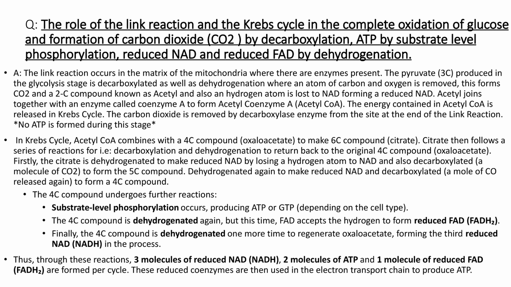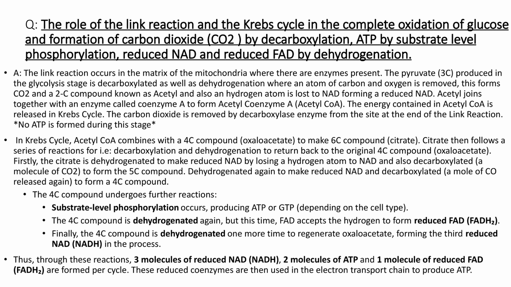Then the 5-carbon compound is dehydrogenated again to make reduced NAD and decarboxylated to release carbon dioxide again to form the 4-carbon compound. The 4-carbon compound undergoes further reaction. First of all, it goes through substrate level phosphorylation, producing an ATP or a GTP depending on the cell type. The 4-carbon compound is dehydrogenated again, but this time FAD accepts the hydrogen to form reduced FAD, or FADH2. Finally, the 4C compound is dehydrogenated one more time to regenerate oxaloacetate, forming the third reduced NAD, or NADH, in that process.